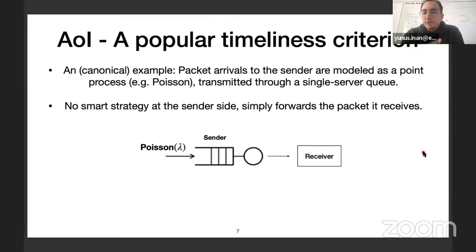So let us move on with a very canonical example in age of information literature. In this simple example, we assume that the packets arrive to the sender as a point process. For instance, assume a Poisson process with a rate of λ. And then these packets are forwarded through a single server queue, and you can assume an exponential service time, for instance. In this very simple setting, we don't have any smart strategy at the sender side. So what does the sender do? When it receives a packet, it just forwards it into the queue. And here is a schematic of the system.